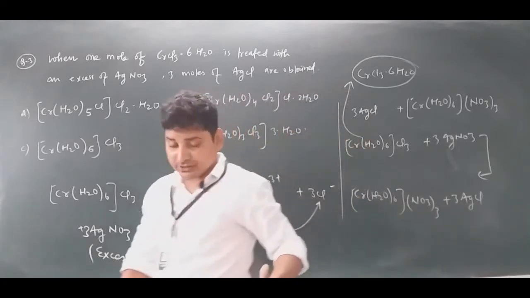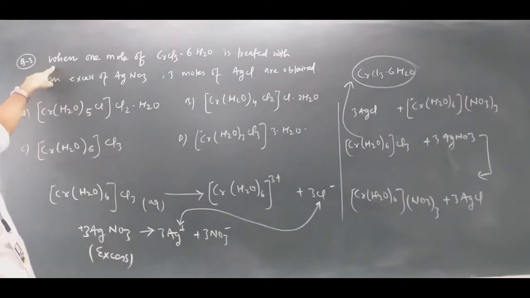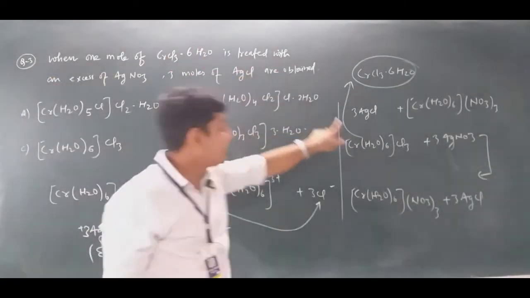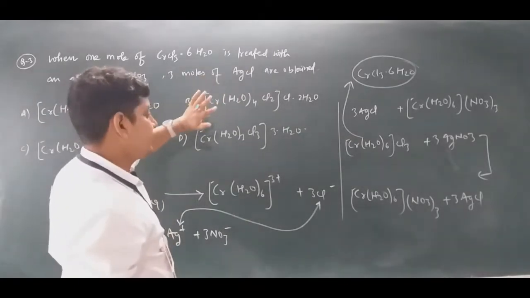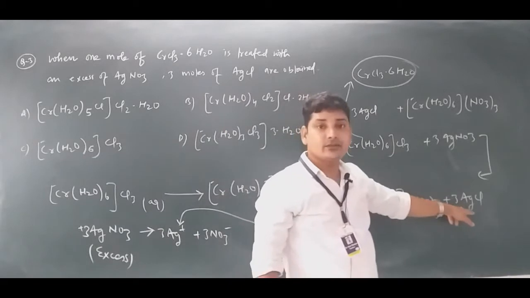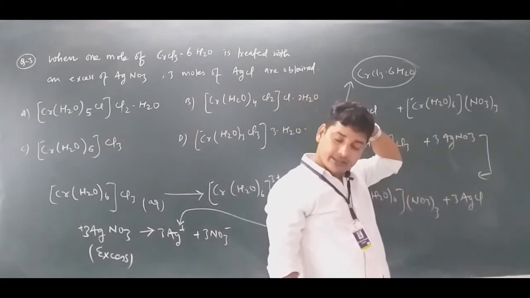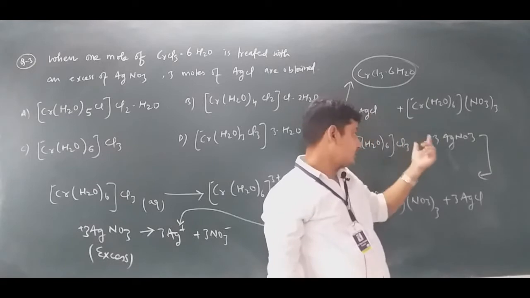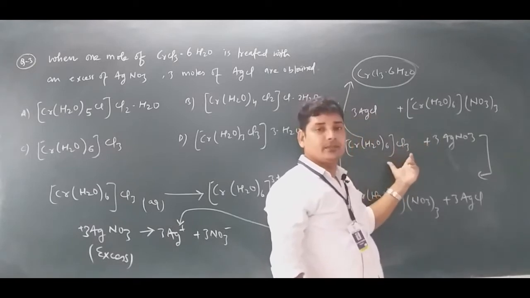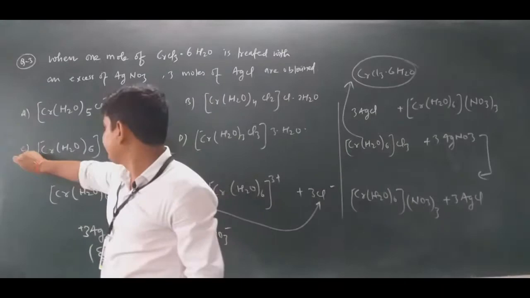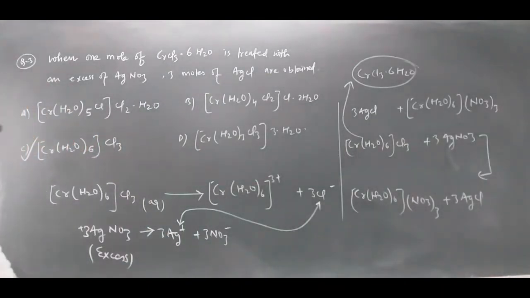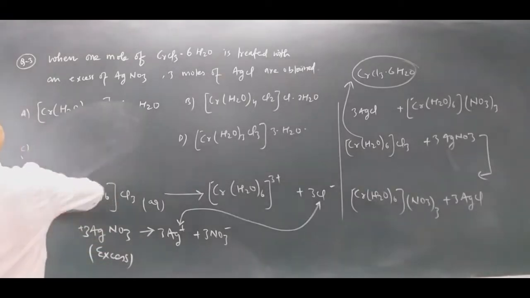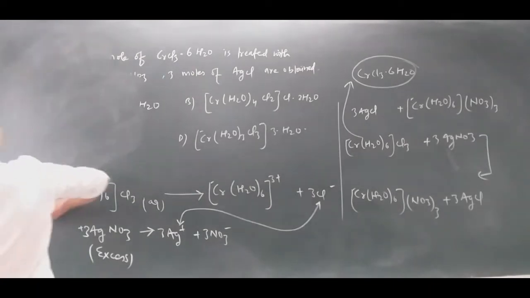Okay. So the question was, when 1 mole of this one is treated with excess of AgNO3, 3 moles of AgCl are obtained, and 3 moles of AgCl are only obtained when we have 3 moles of AgNO3 treated with this kind of complex. So the answer will be C. That is a very simple question. So moving towards next question.